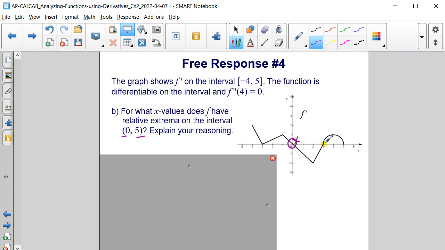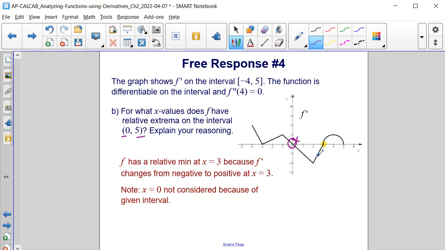So therefore, the only place where we will have relative extrema on this open interval from 0 to 5 is occurring at x equals 3, because we are decreasing and then increasing. Our derivative is negative and then positive. So that negative to positive signifies a relative minimum at x equals 3. And again, x equals 0 is not considered because our interval is an open interval from 0 to 5, meaning we are not including that endpoint.